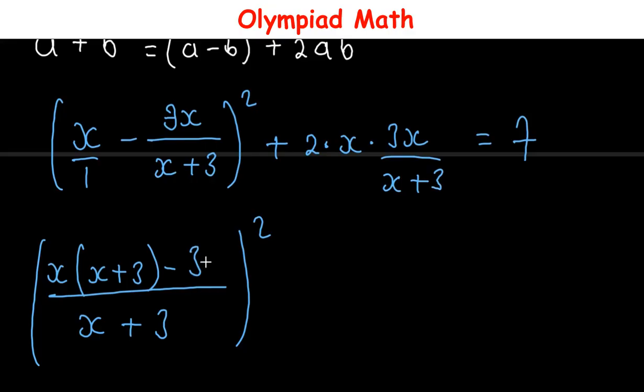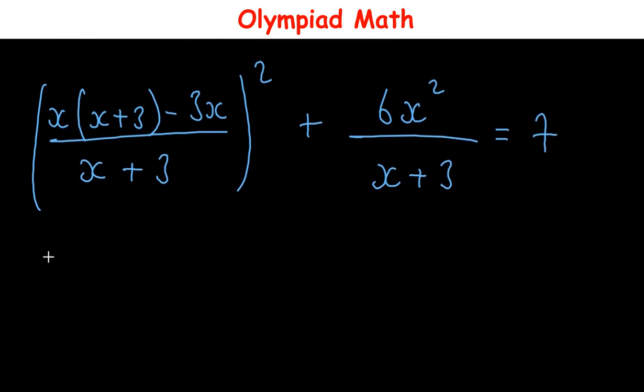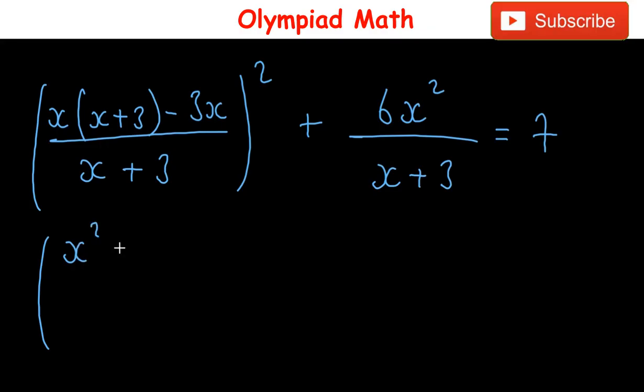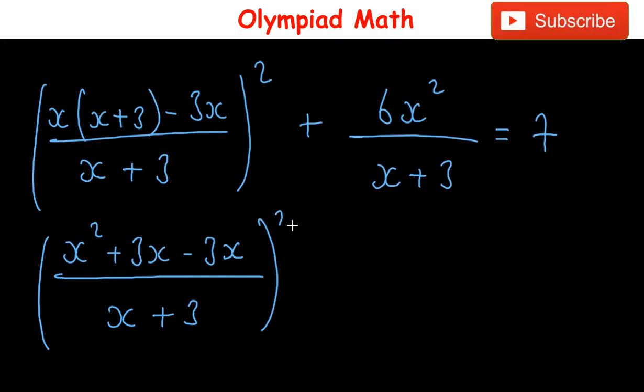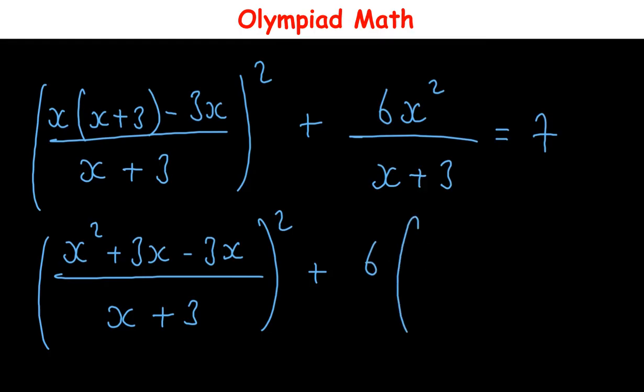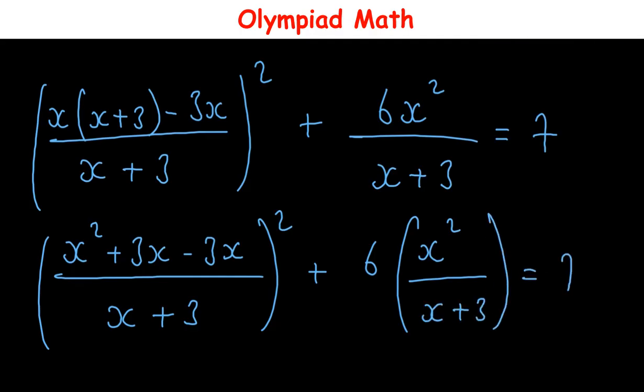1 times 3x. Then we have plus 2 times x times 3x is equal to 6x squared divided by x plus 3, and this equals 7. So looking at this equation, we have (x times x squared plus 3x minus 3x all divided by x plus 3) all raised to power 2, then plus, factorize out 6 from here, 6 into bracket x squared over x plus 3, and this equals to 7.